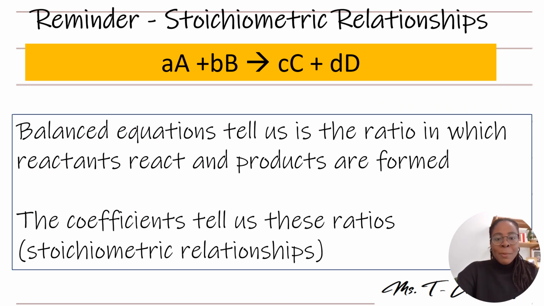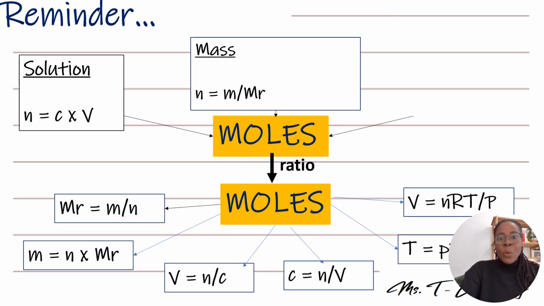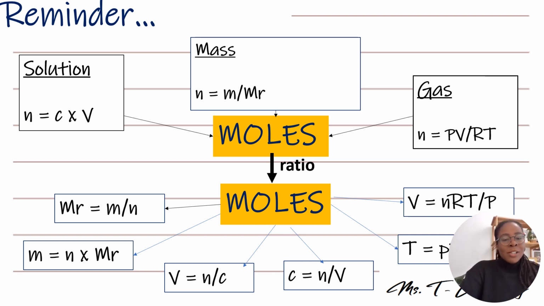If we start with a reminder about stoichiometric relationships, so the last video and the link is up at the top, the balanced equation tells us the ratio in which the reactants react and the products are formed. And so the coefficients tell us these ratios. When in doubt, we always calculate the moles. So whether we're given a solution, a solid, or a gas, we can use our various expressions to calculate the moles, use the balanced symbol equation to determine the ratio, and therefore the moles of whatever it is we are trying to find out.